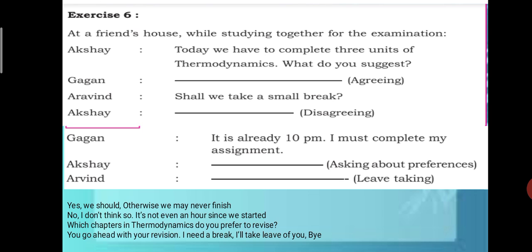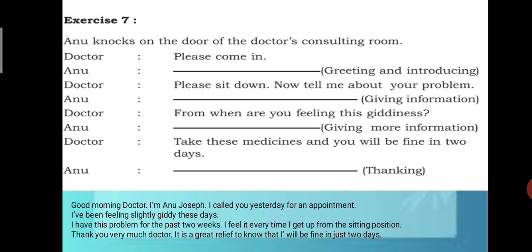So otherwise, I think the things are clear. Gagan is agreeing there with Akshay. Then Akshay disagreeing in the next one. Then Akshay asking about preferences and Arvind leave taking. Hope you understood this exercise. We are moving on to exercise number 7.